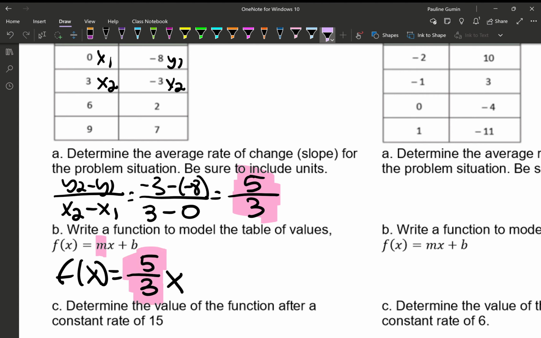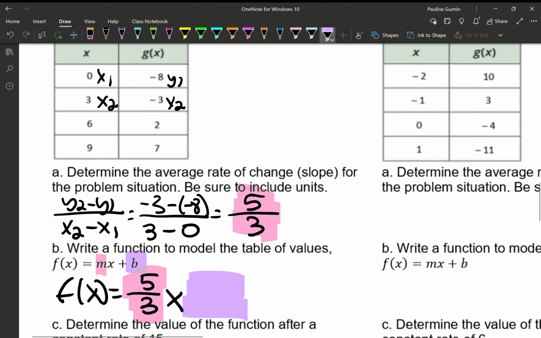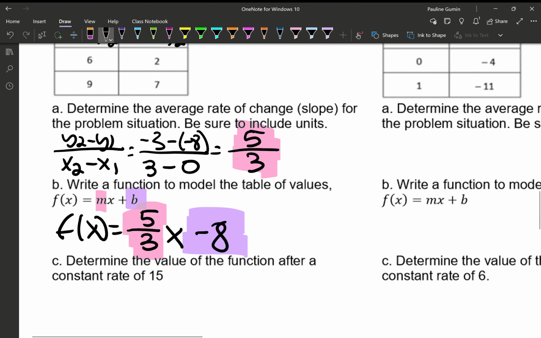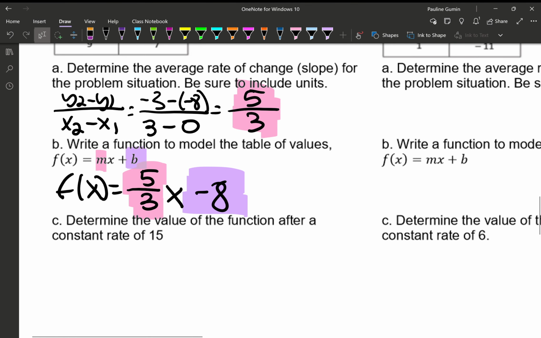For our y-intercept, let's check the table and see, do we have any numbers, any points where x is 0? We sure do. Here it is. Our y-intercept is -8. Determine the value of the function after a constant rate of 15.